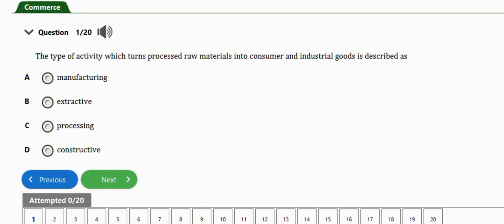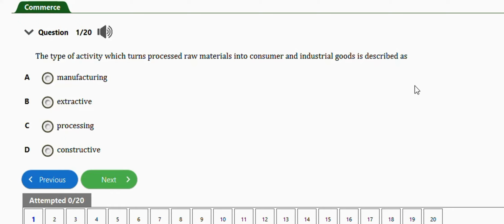In this video, we are going to learn how to solve JAMB commerce problems under production. We're going to focus on the subtopic factors of production, and we have about 18 to 20 repeated questions to practice with in the video. Let's get started.